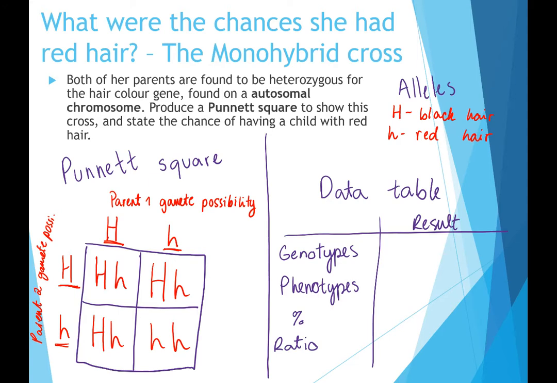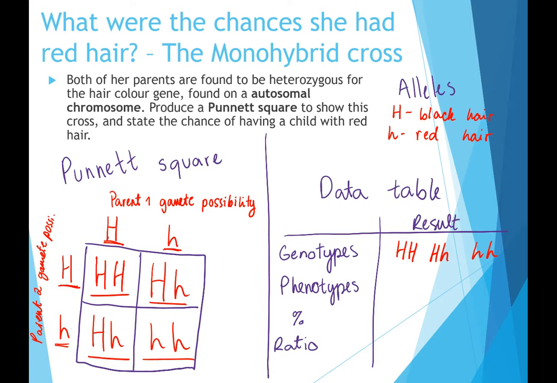What are the possible genotypes? Oh, I've made a mistake. Big H, big H. What are the possible genotypes? So the first one is this big H, big H. The second one is the big H, little h, which we also have here. We don't have to write that twice. And the third one is little h, little h. Okay?